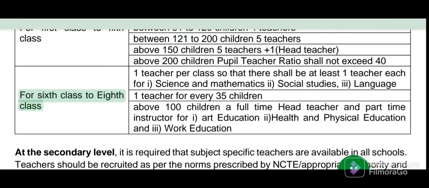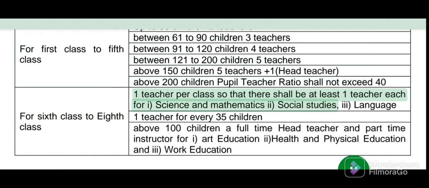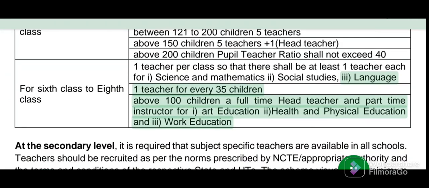For 6th class to 8th class: 1 teacher per class, so that there shall be at least 1 teacher each for science and mathematics, social studies, and language; 1 teacher for every 35 children; above 100 children, a full-time head teacher and part-time instructors for art education, health and physical education, and work education.